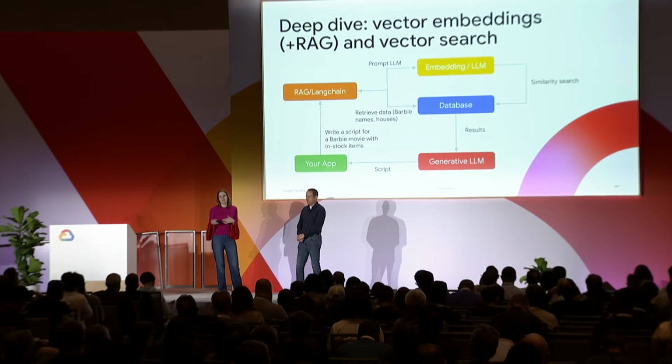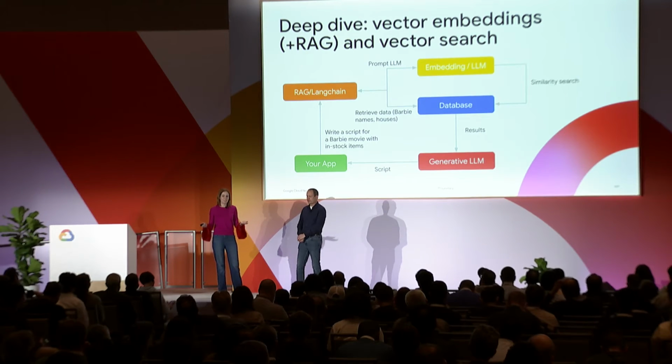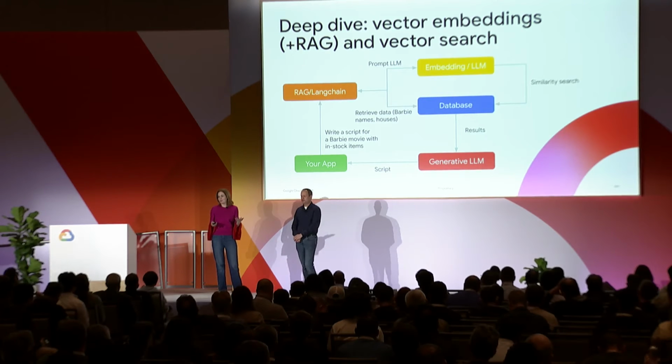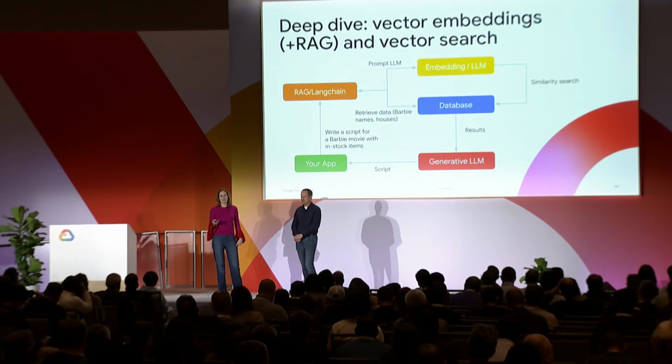And then in the end, that all gets generated as a nice text and gets sent back to your application. From the application's point of view, it's still a set of API calls. And in this case, the database and the LLM, which in our case is Gemini, will do all the heavy lifting.